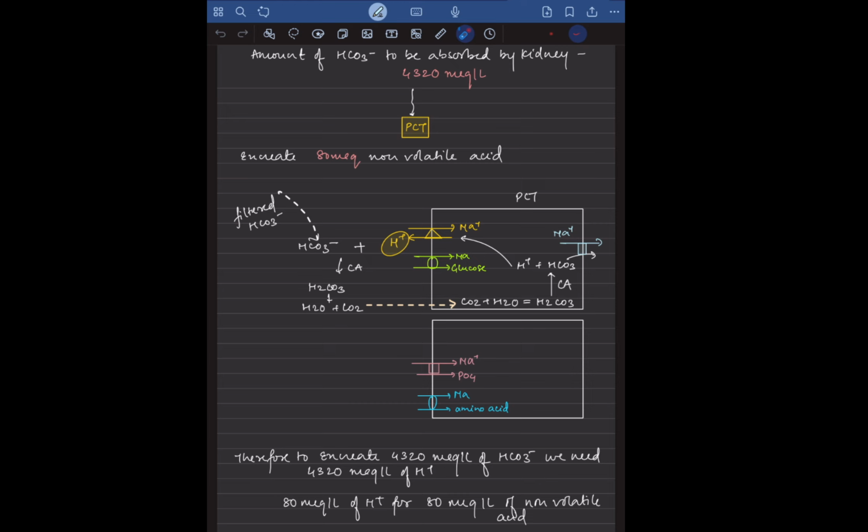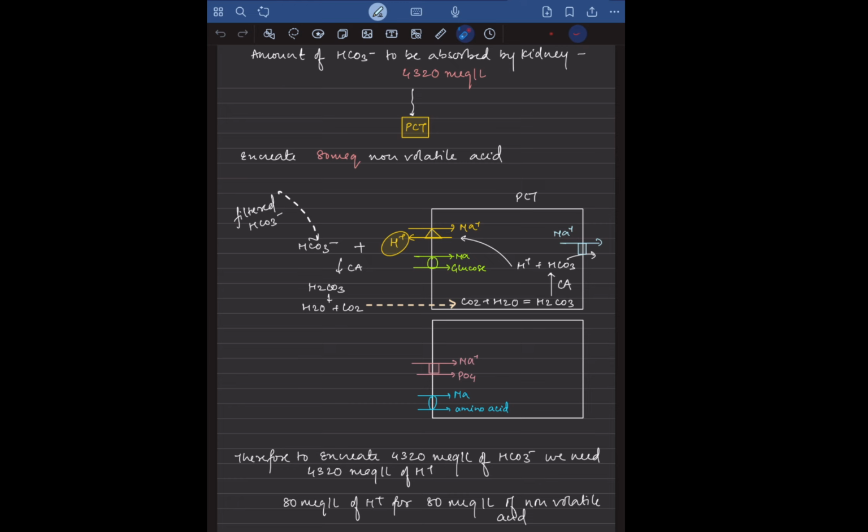If we see, at the level of the PCT, there is a sodium and H plus exchanger. Along with that, there is a sodium and glucose co-transporter, a sodium and phosphate co-transporter, and a sodium and amino acid co-transporter. So this is a very important picture. There are 4 transporters across the PCT. Now what will happen?